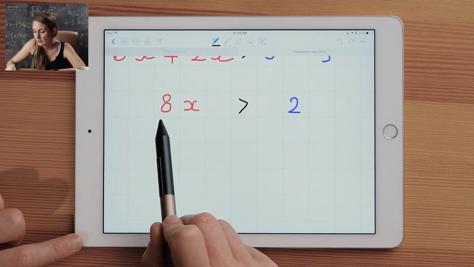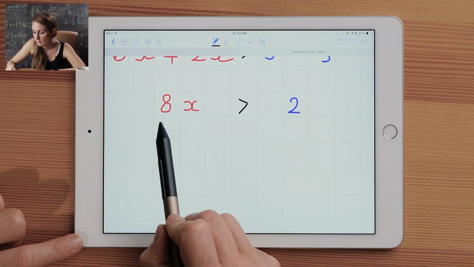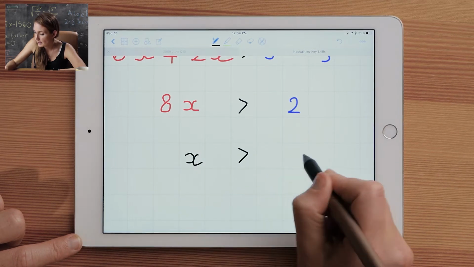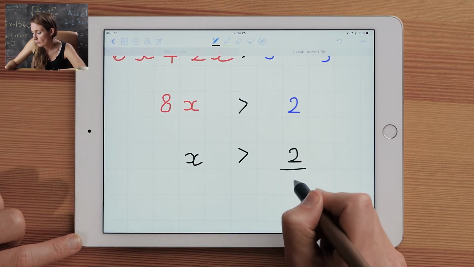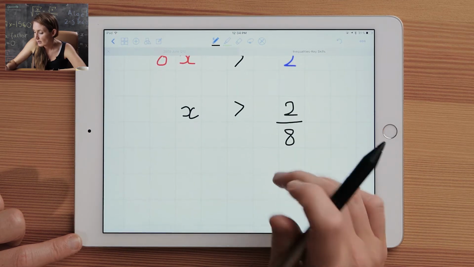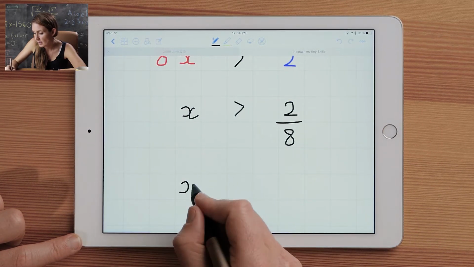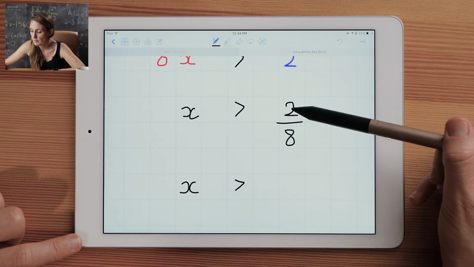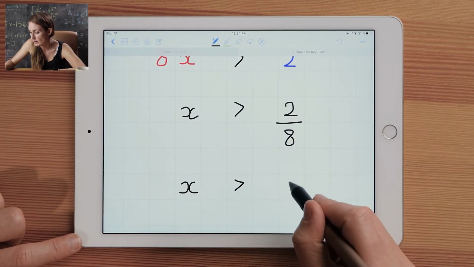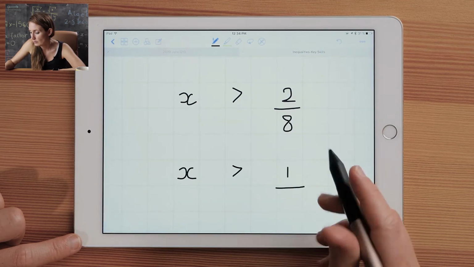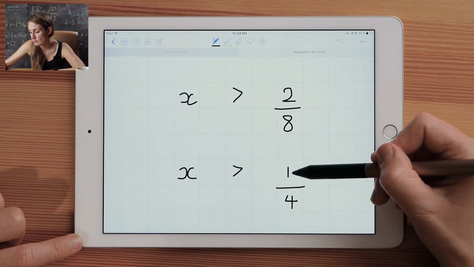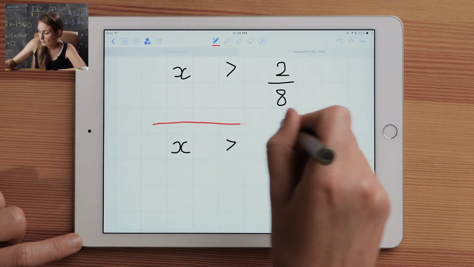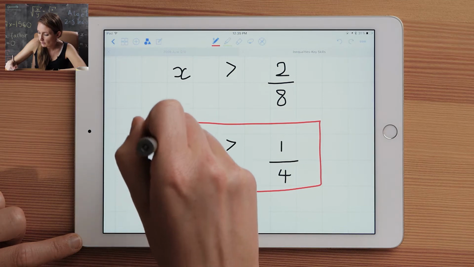For the next step, I'm going to divide both sides by what's in front of the x, the 8. So I'm going to have x is bigger than 2 over 8. Now, I can also simplify 2 over 8 because this fraction can cancel down to 1 over 4. Both of these can be divided by 2. 2 divided by 2 is 1. 8 divided by 2 is 4. So I have x bigger than 1 over 4.